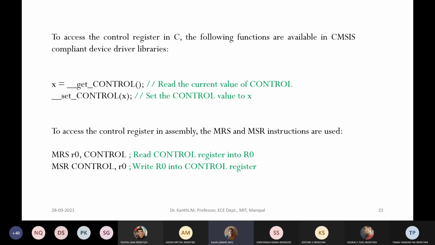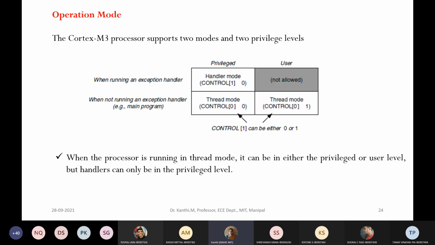This is to access the control register, using the function __get_CONTROL. If you want to access a specific value, you can mention which value you want. And this is the MRS assembly instruction, shown how you can read the control register into the specified register R0, and write the control register from the general register. This I have shown.